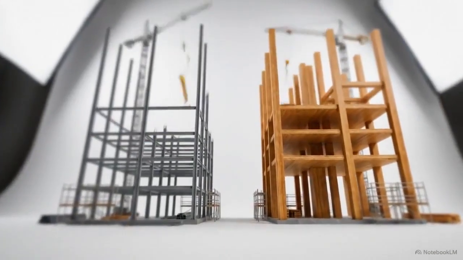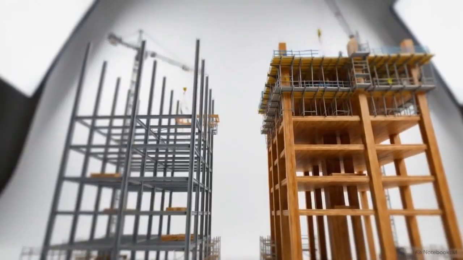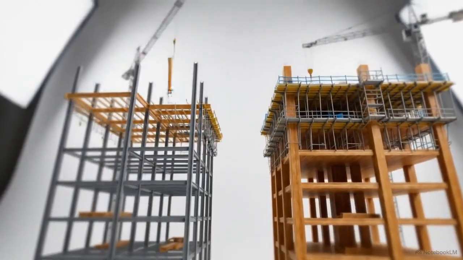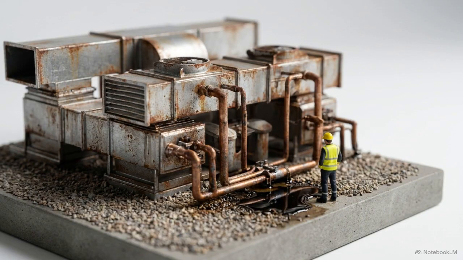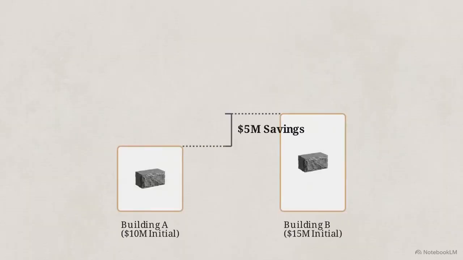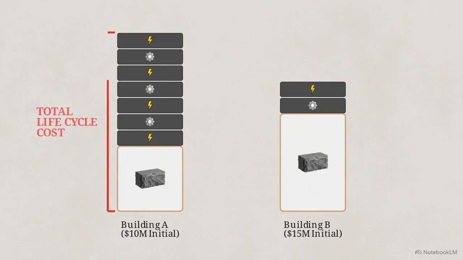Imagine two skyscrapers rising side by side. Building A costs $10 million to construct, while Building B costs $15 million. Over the next 30 years, Building A starts racking up repair bills and utility costs that Building B avoids. Eventually, those hidden expenses grow so large that they completely wipe out the initial $5 million savings.